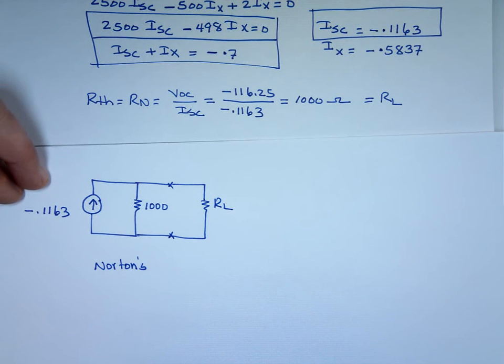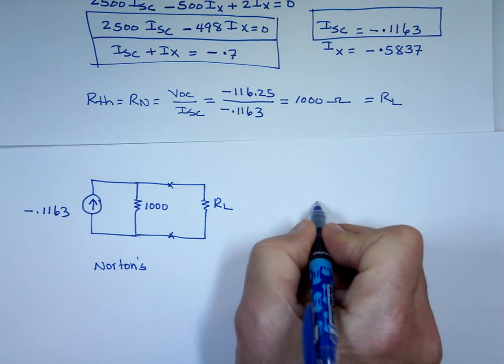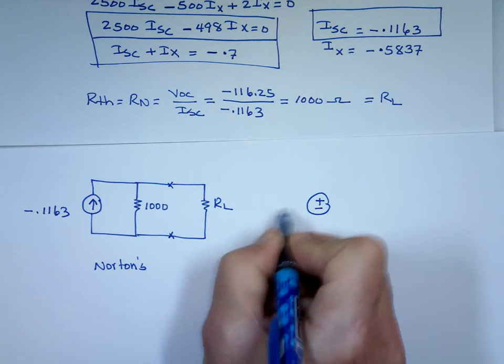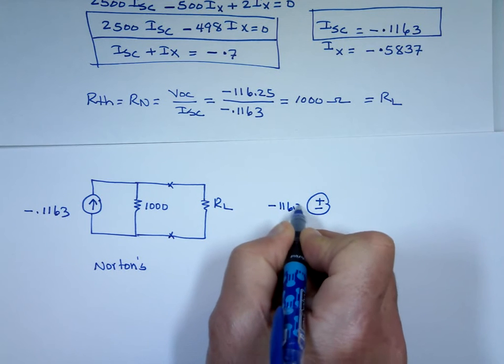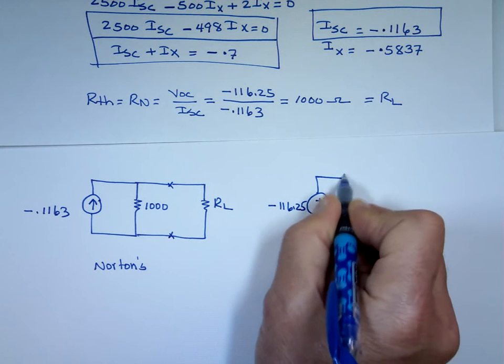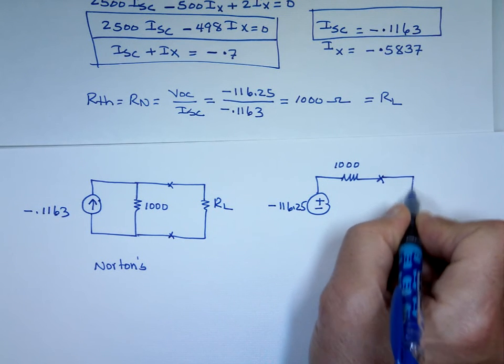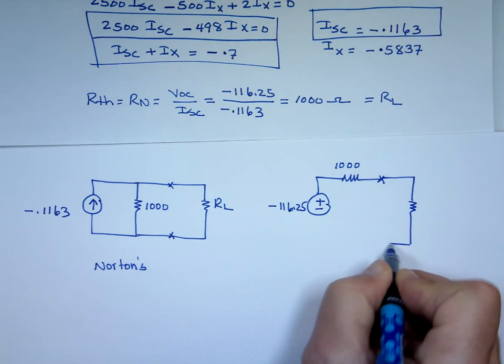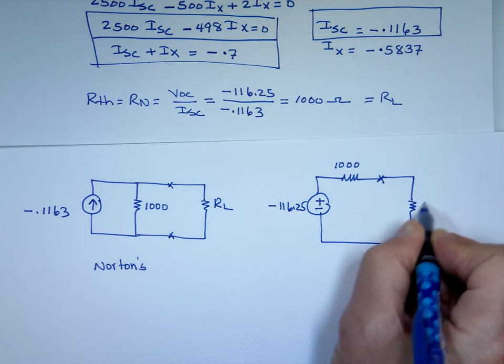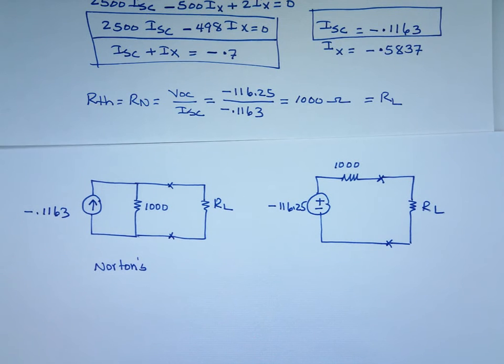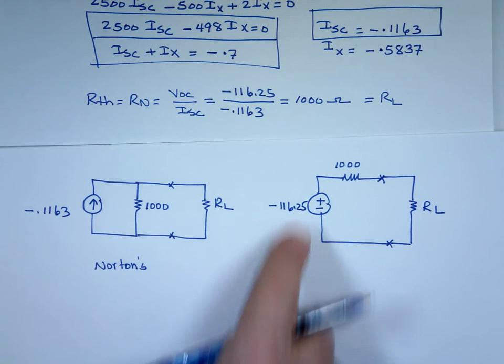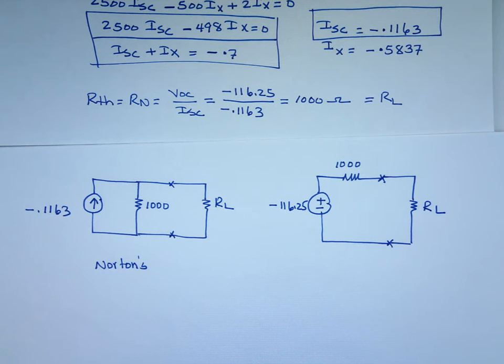If you want the Thevenin, it's the V open circuit, which is the negative 116.25, with 1,000 ohm, and this is R sub L. So that's the Thevenin and that's the Norton. That's a source transformation, actually. If you take this divided by that, you end up with that number. So that's why once you know one, you know the other one, source transformation. Technically, we can do a whole problem in Thevenin and then just transform.